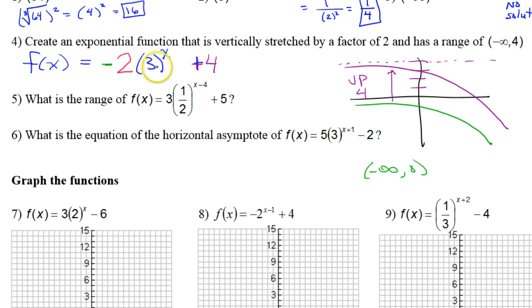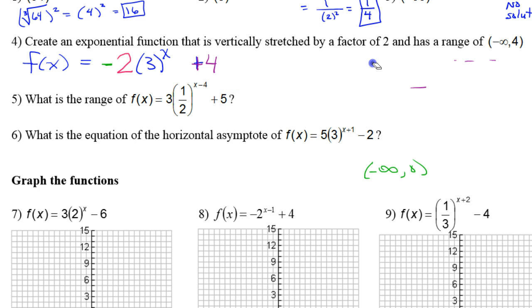Basically, your answer should look something like this, but you could really have anything you want here. It can't be a negative number, it can't be 0, and it can't be 1. But you could put anything else. Alright, let's move on to number 5. What is the range of this problem?